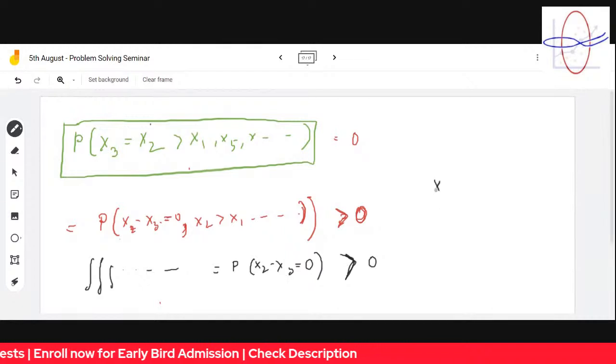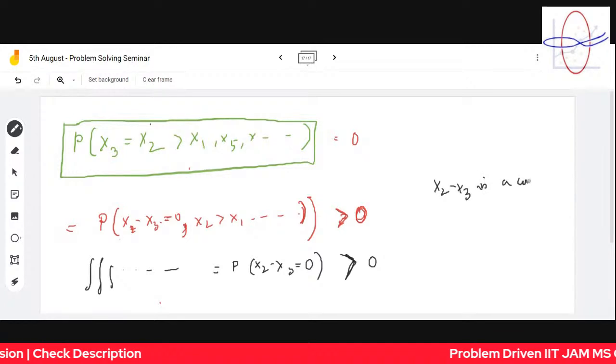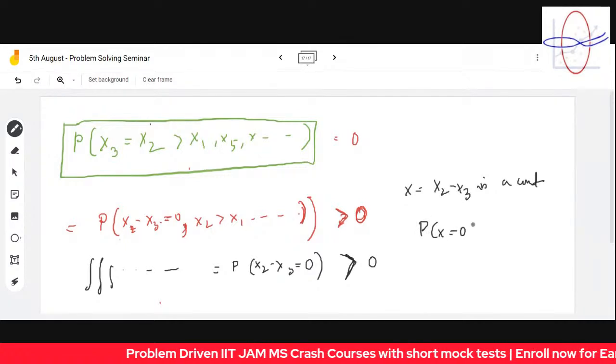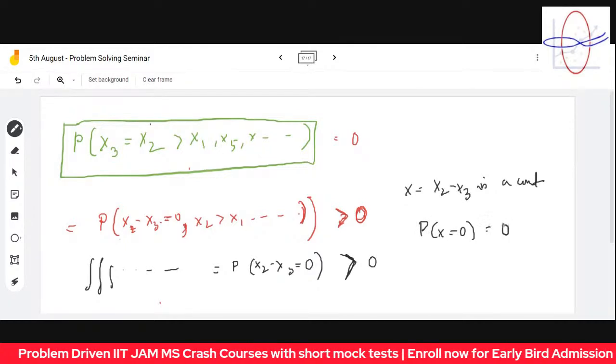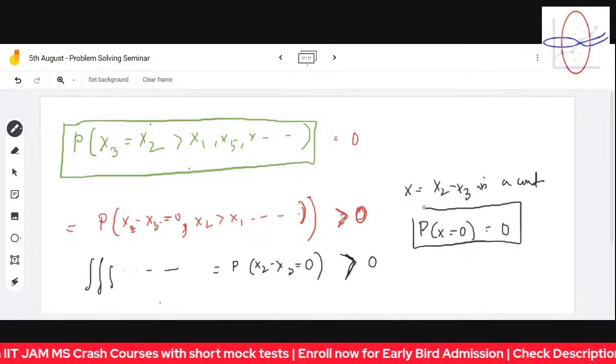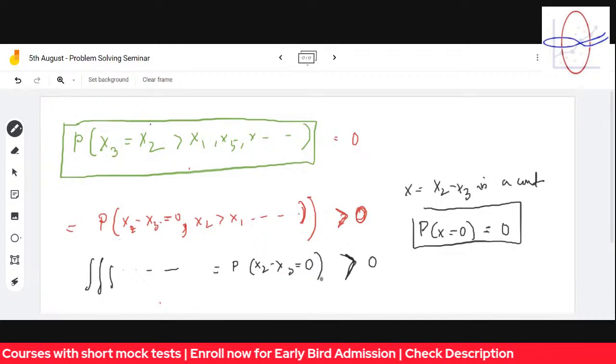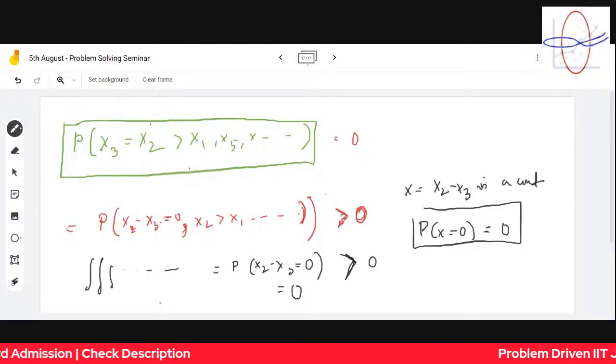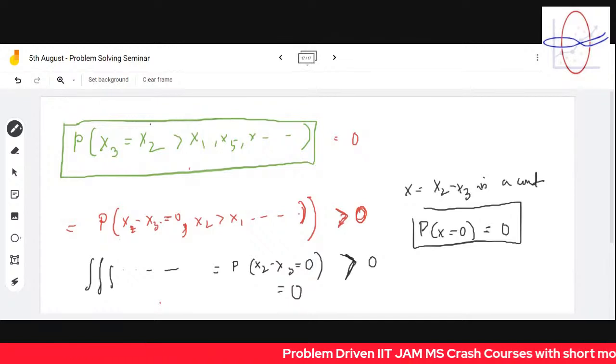Now, the idea is x2 minus x3 is a continuous random variable, and if you consider x equal to x2 minus x3, the probability of x equal to 0 is actually 0. Therefore, this is not true. This should be coming out to be 0, but this is greater than 0 by the mathematical stuff. So this must be equal to 0. Okay, so this is a basic relationship, guys. This is a very, very important idea.